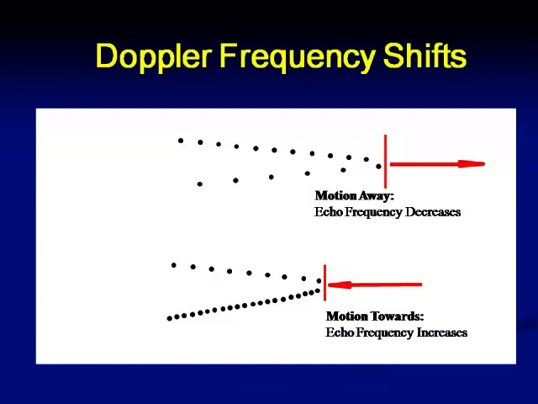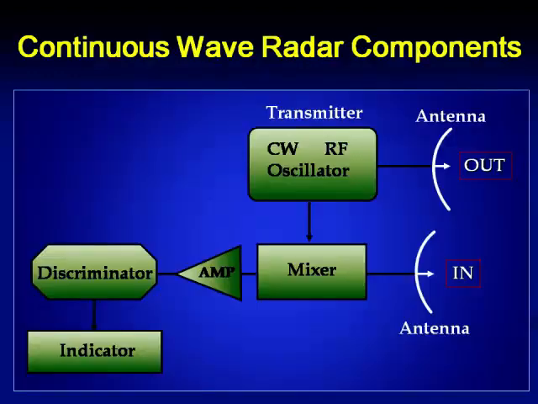From the diagram, you can see that when the target is moving away, the received signal frequency will be reduced. When the target or the receiver is moving towards the source, then the received signal frequency will be higher. So with all this, you can see what is a block diagram of a continuous wave radar.